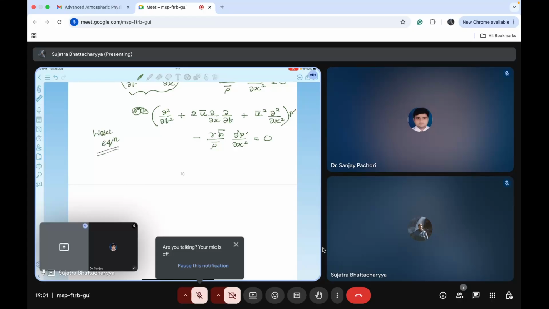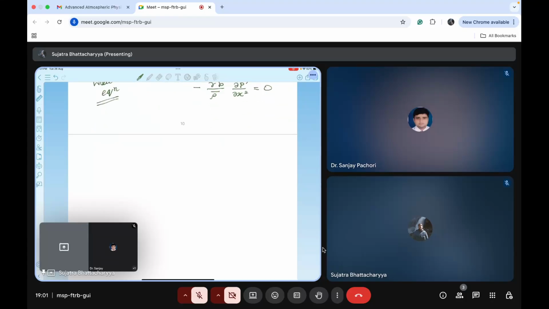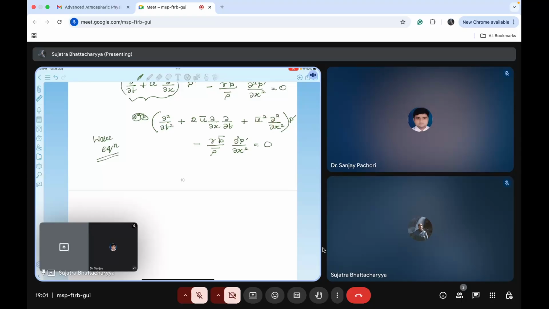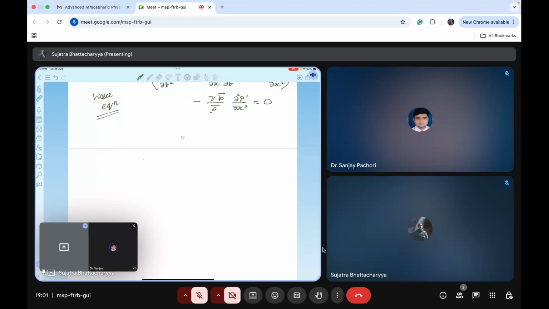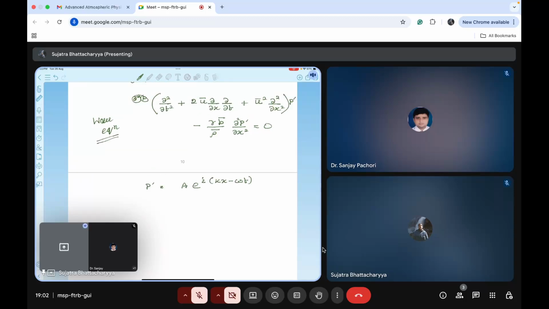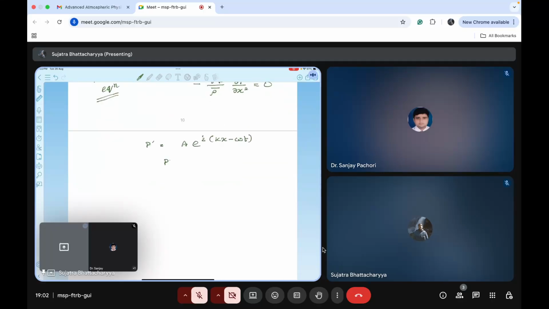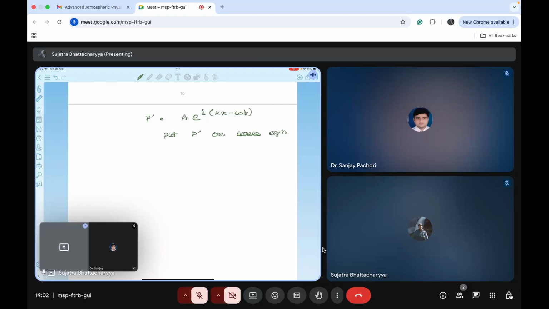Now, the major step here is that you assume a solution to the wave equation. Since we have an equation with p dash, let us assume p dash is equal to A e to the power iota (kx minus omega t). This is the general solution of the wave equation. So how to solve now? Put this p dash on the wave equation and you will get to know what the things will be.